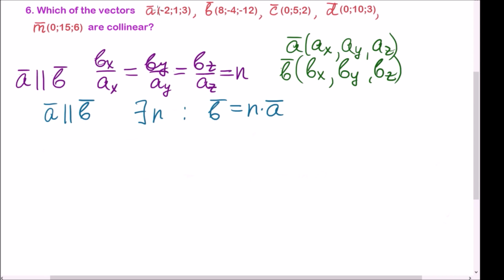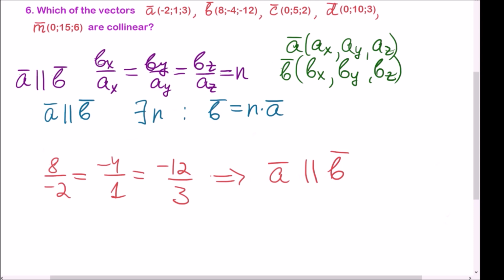Look, the coordinates of the first two vectors are non-zero, so let's consider the relations of their corresponding coordinates. 8 divided by -2 equals -4 divided by 1 equals -12 divided by 3. We can see that these are correct equalities, so we have collinear vectors A and B. We can see that n is negative, it is -4, so the vector B equals -4 multiplied by the vector A. If we multiply each coordinate of the vector A by -4, we'll have the coordinates of the vector B. So vectors A and B have opposite directions.